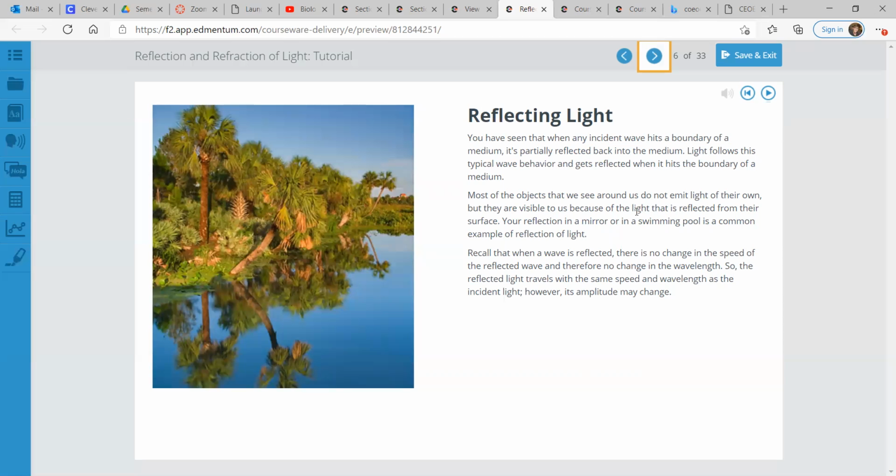Recall that when a wave is reflected, there is no change in the speed of the reflected wave, and therefore no change in the wavelength. So the reflected light travels with the same speed and wavelength as the incident light. However, its amplitude may change.